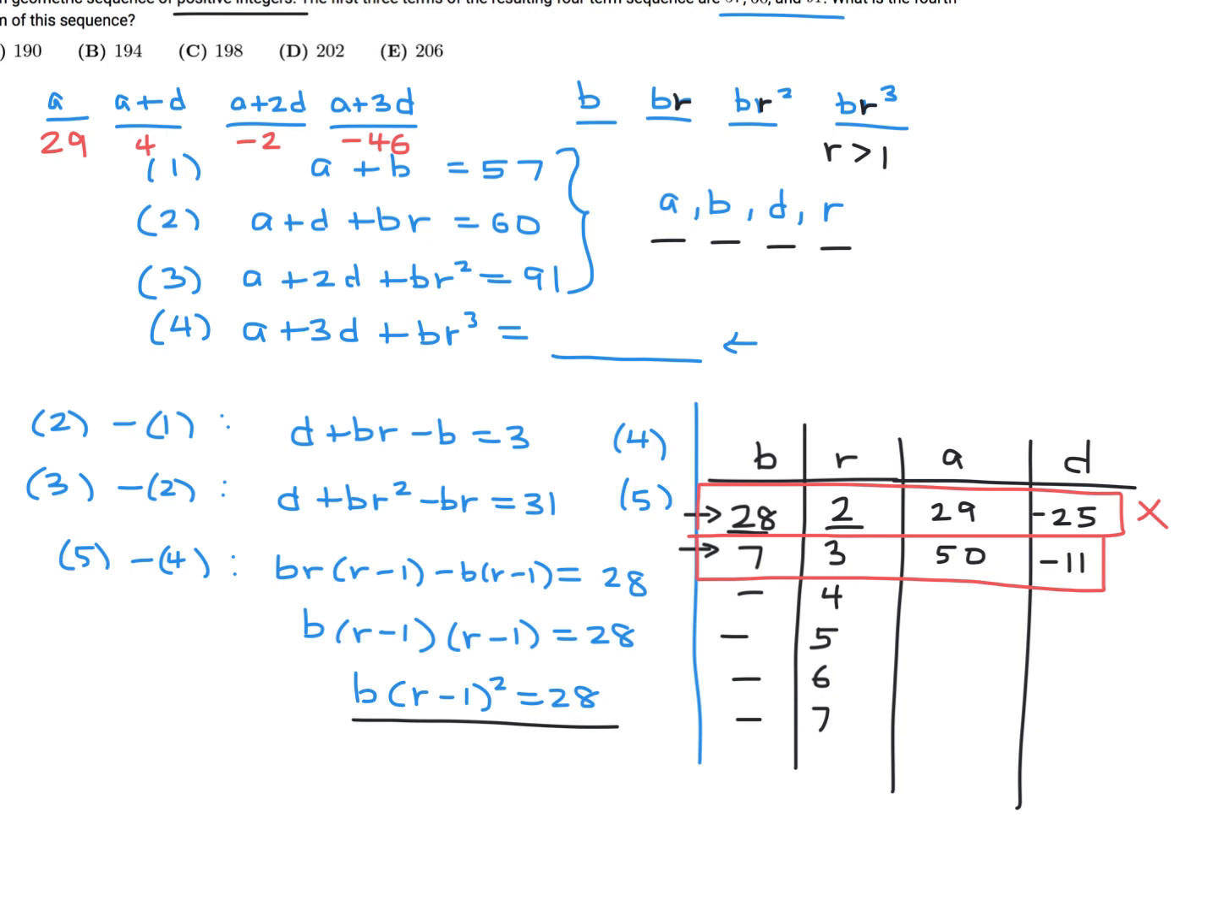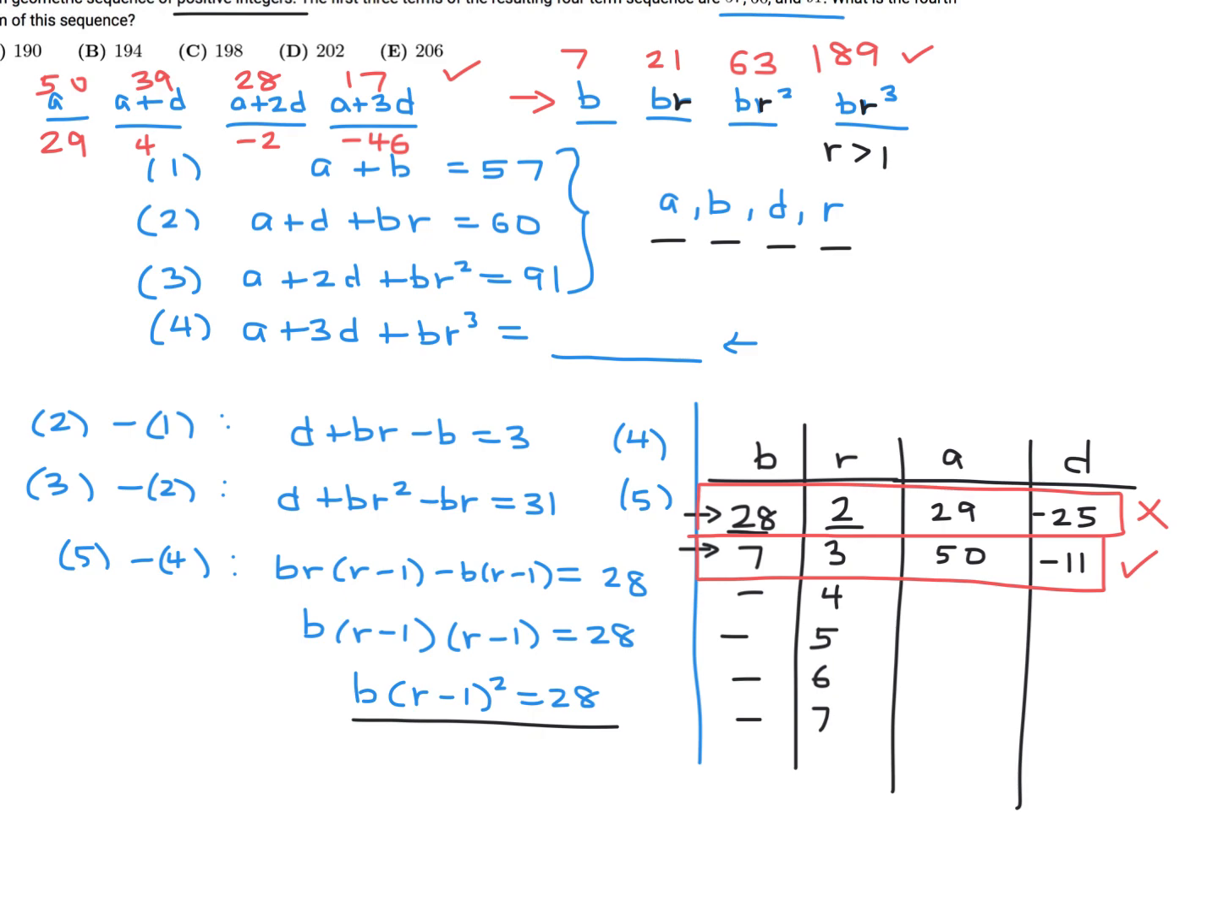If I use those numbers, my arithmetic sequence becomes 50, 39, 28, and 17. Okay, that's good. Those are all positive integers. Now let's move forward here. What happens there? That's going to be 7, 21, 63, and, hold on one second, sorry, 189. Okay, so that's also positive integers. So that means this is the one.